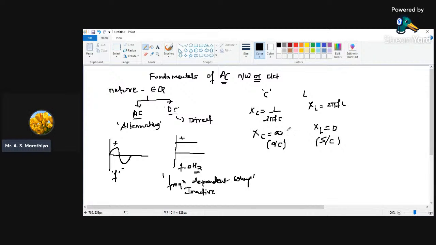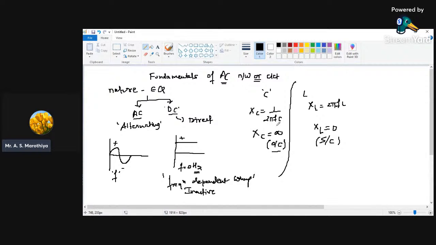That means if you connect a capacitor in a DC circuit, the opposition offered by that capacitor is infinite, and hence it is going to behave like an open circuit. Whereas if you connect an inductor in case of a DC, because the frequency is 0, XL is going to be 0, so it is going to behave like a short circuit. This is very, very important.